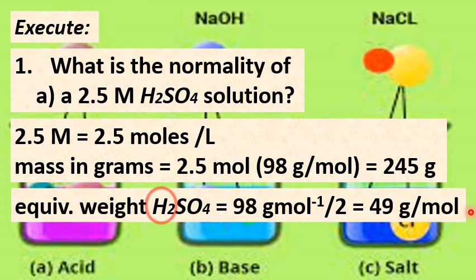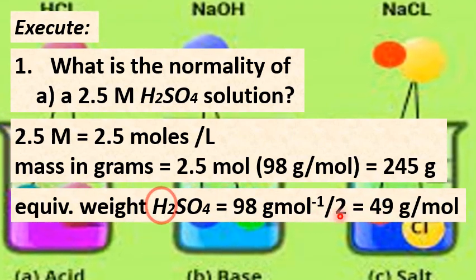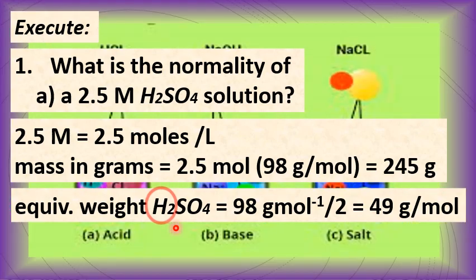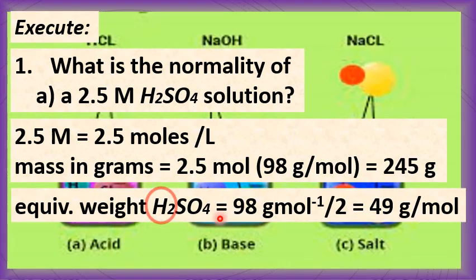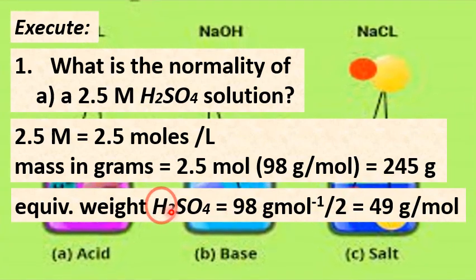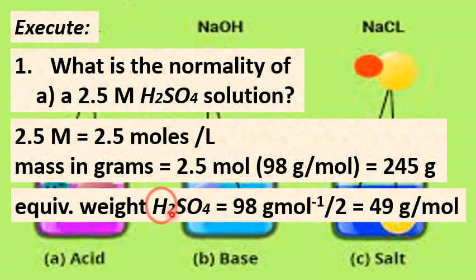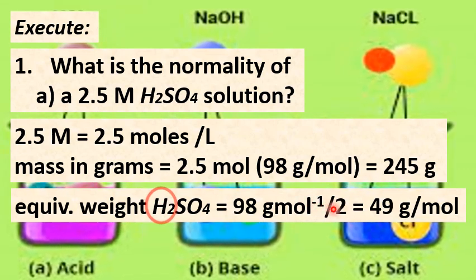So we emphasize why we have the value 2, right? Because there are two positive hydrogen ions. So its net charge is, of course, positive 1 times 2. So that gives us the small letter n equal to 2.